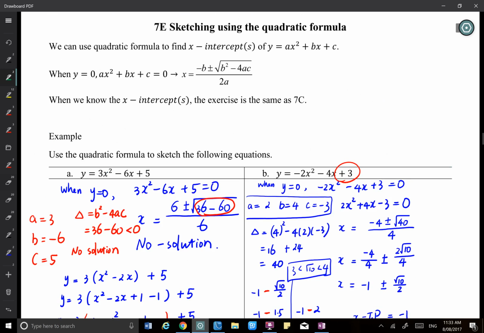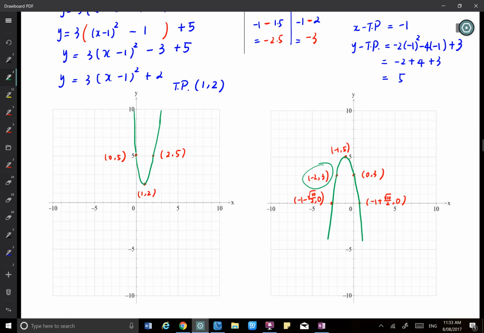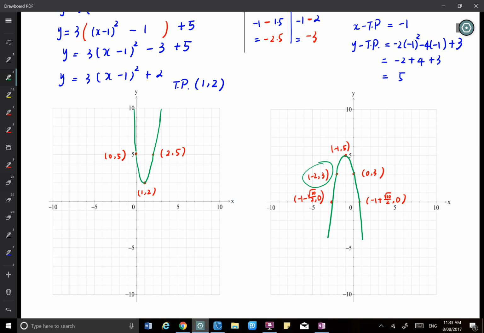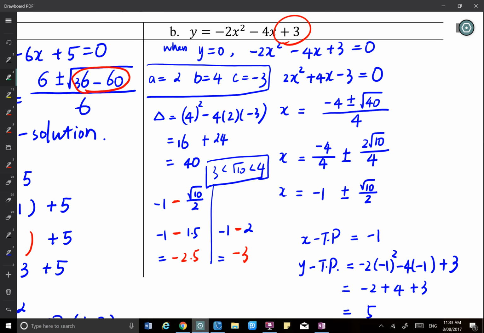All right, we just have 2 exercises here. If you want, there's more in the textbook. I just show you 2 examples. One you can't do with this formula, one you can do with this formula. Okay, I just show you 2 cases. And in this question, it's very similar to 7C, very similar to what we have learned yesterday.